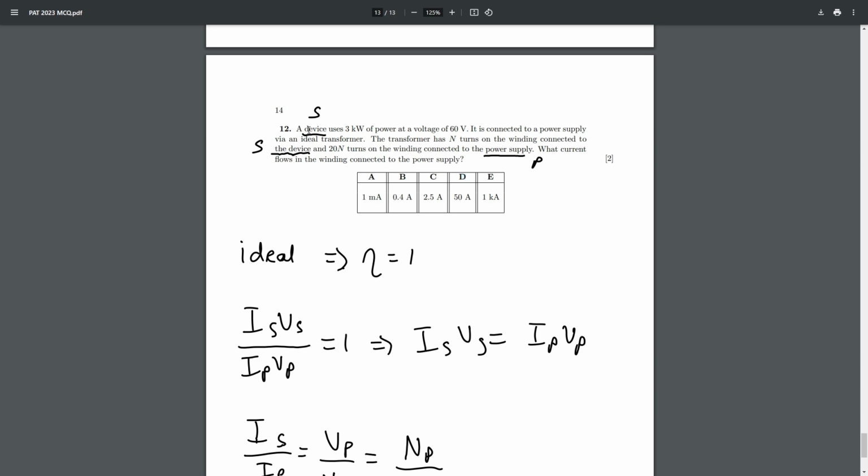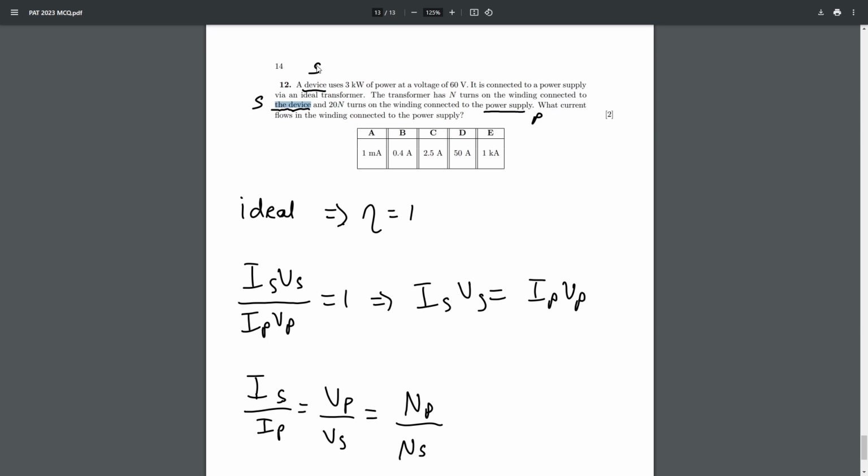And so we see the device, which uses 3 kilowatts of power at this voltage, that's secondary. And we're told that the transformer has n turns connected to the device, our secondary coil, and 20 turns on the winding connected to the power supply, which we're going to call our primary coil. So underlining this stuff and saying whether it's secondary or primary just helps me when I'm plugging my numbers in, as I'm not going to mess up IS and IP or VS and VP, or the number of turns, because I can just look at what I've written on the question.